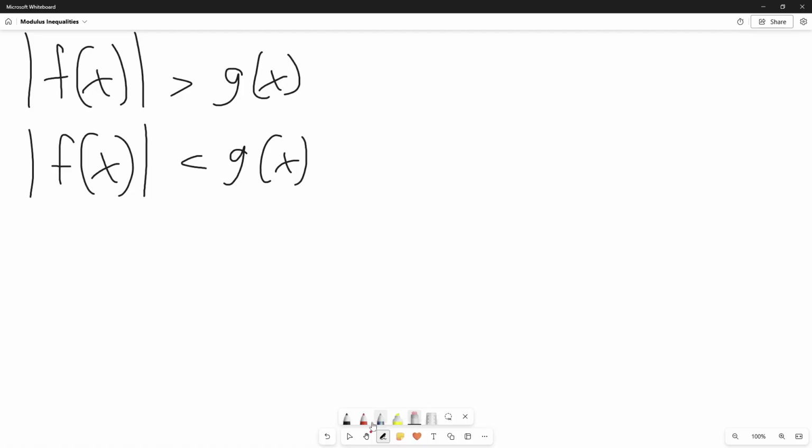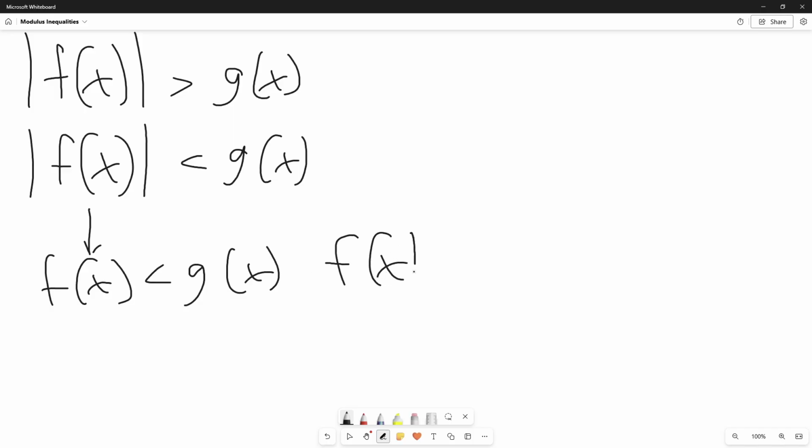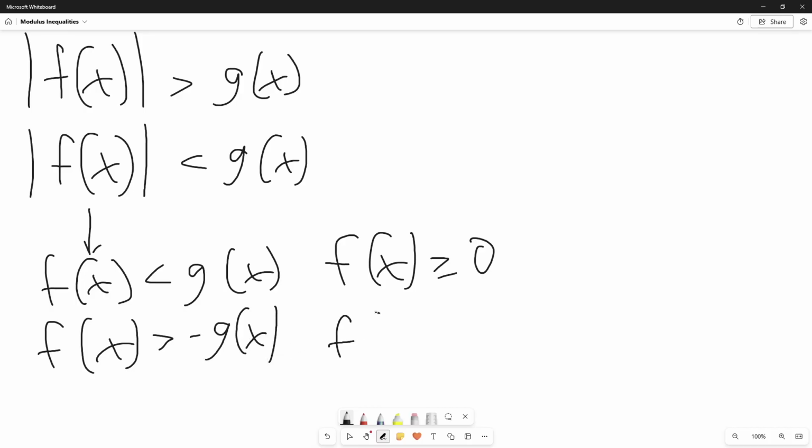And the second method you can use is to write the inequality as two inequalities, similar to how you solve modulus equations. So let's take this inequality, and the first one we're going to do is for when f of x is greater than 0. That works for when f of x is greater than or equal to 0, or when it's positive. And the second one is when f of x is less than 0, or negative. And we flip the sign around and turn g of x negative. And this is when f of x is less than or equal to 0.